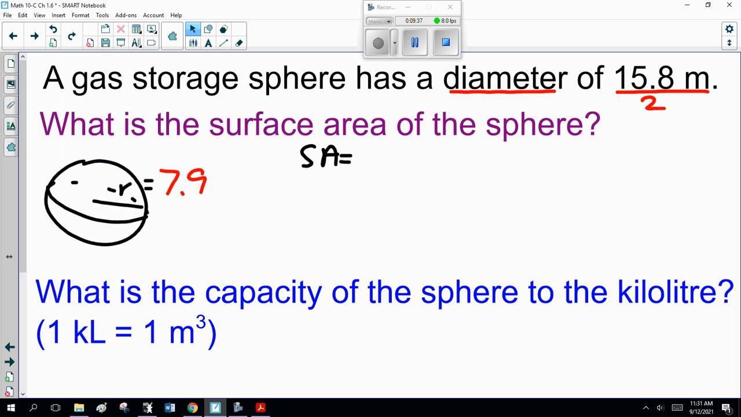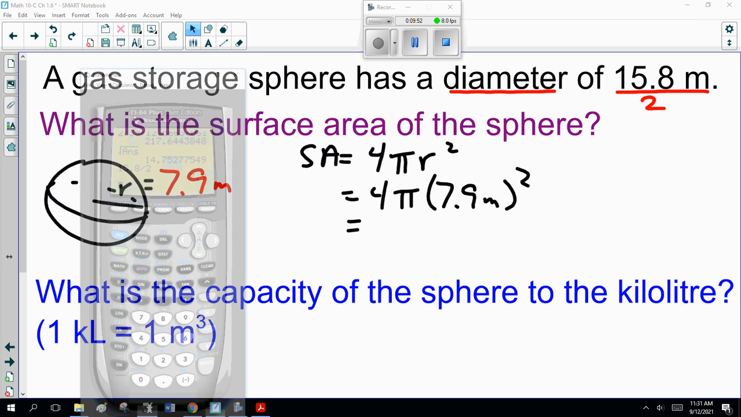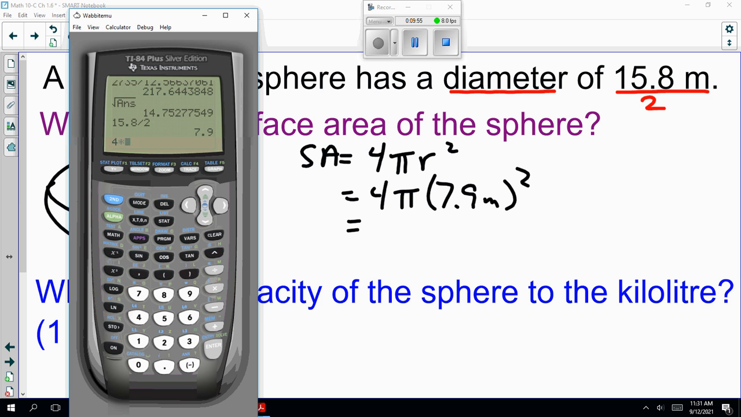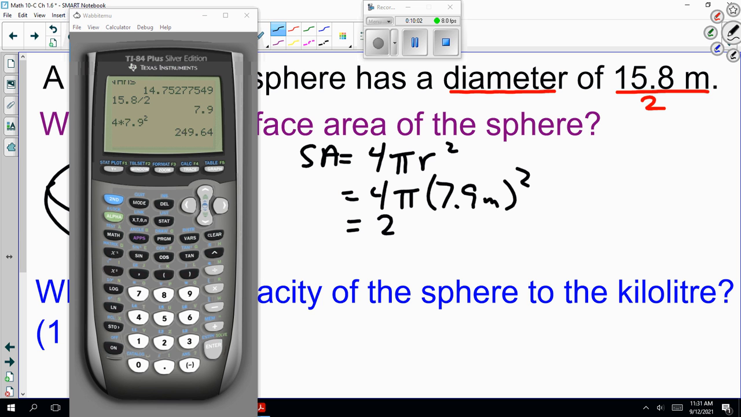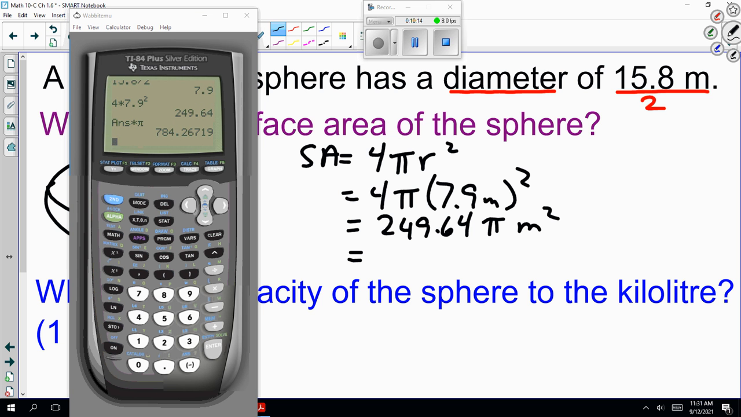All right. So the surface area is 4πr², which is 4 times pi times 7.9 meters squared. So let's do this math. 4 times 7.9 squared is 249.64π meters squared. That's the old-fashioned way to write it. I want you to multiply that by pi. So my surface area is 784.3 meters squared.